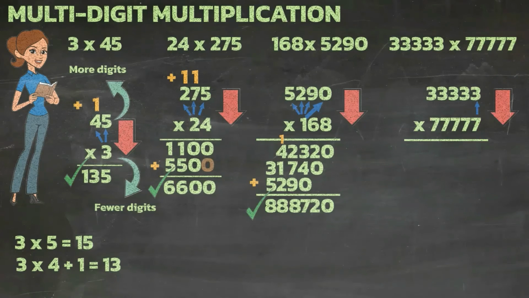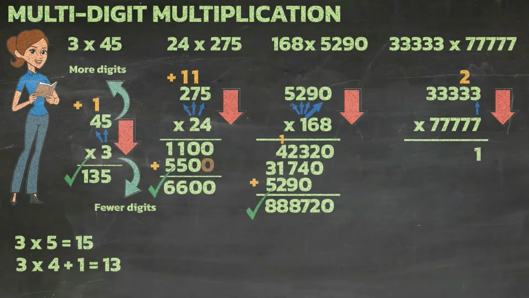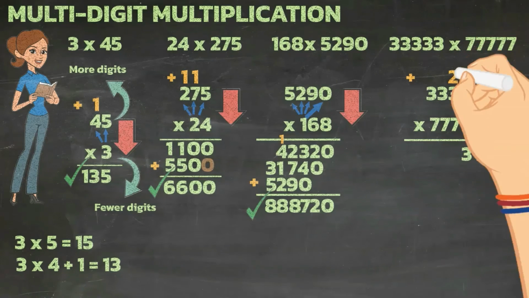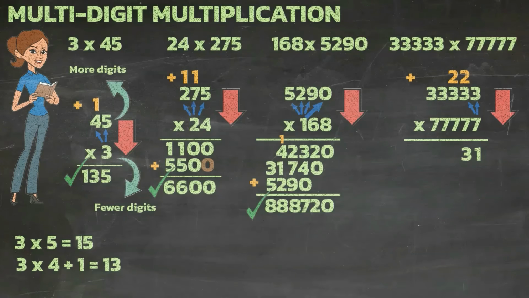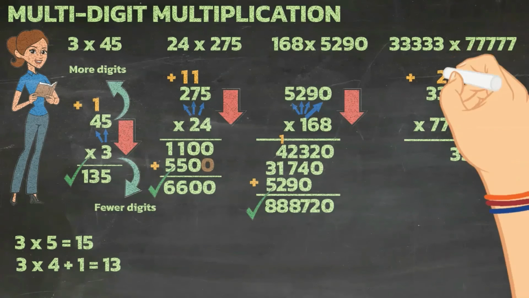7 times 3 equals 21. Bring down 1. Bring up 2. Next. 7 times 3 equals 21, plus 2 equals 23. Bring down 3. Bring up 2. Next. 7 times 3 equals 21, plus 2 equals 23. Bring down 3. Bring up 2.